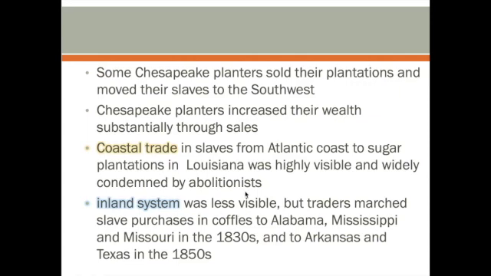The idea is that the coastal system was more visible than the inland system. Therefore, it got more attacks by abolitionists from the North. But the idea is that more and more slaves were growing as time progressed from the 1830s to 1850s. States like Alabama, Mississippi, Missouri, Arkansas, Texas, they're going to be growing their slave populations.